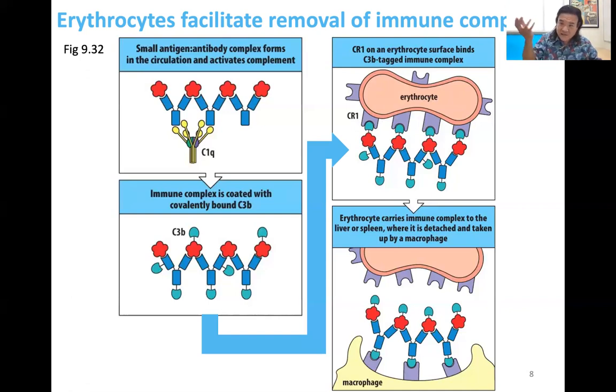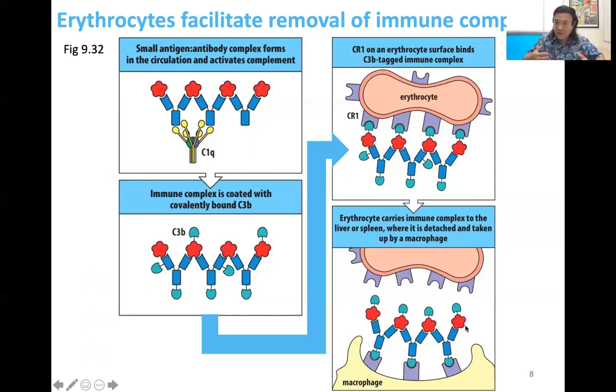But they're functioning as little transports now, right? Because they're carrying all of this complement protein bound antigen to places like the liver or the spleen, where the red blood cell might let go of it. And you have things like macrophages that can then happily take it from it.